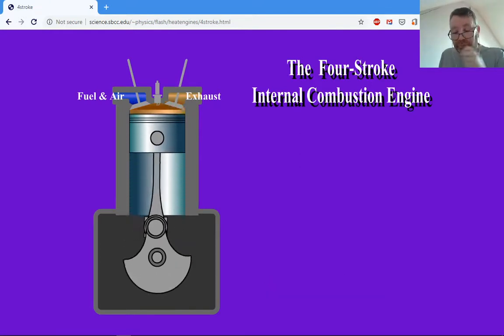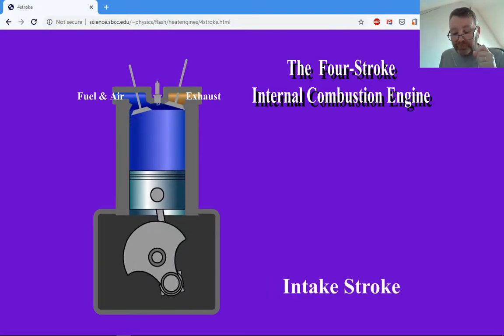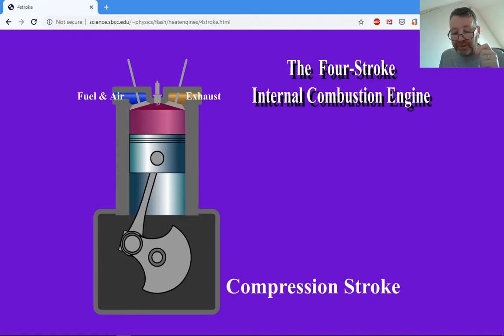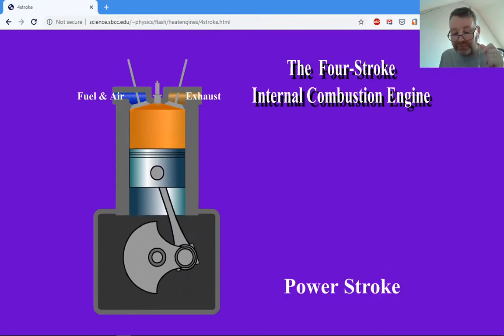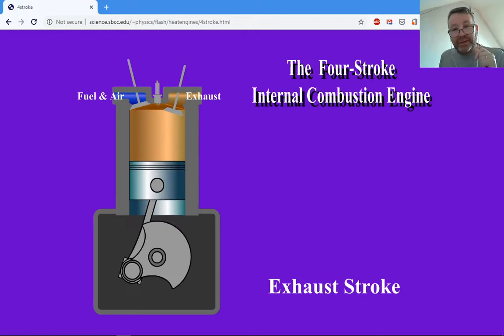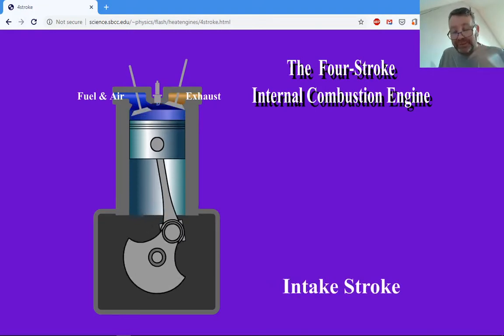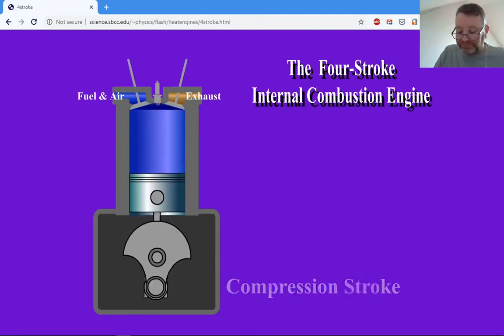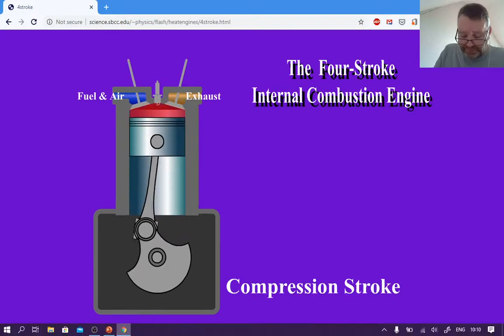So what you get: 1, air and fuel in, air and fuel compressed, air and fuel ignited, expansion happens, and then the waste gases are sent out through the exhaust system. So that's how it works, and you can look at that now in your own time. You can go through it again and see exactly how that works.